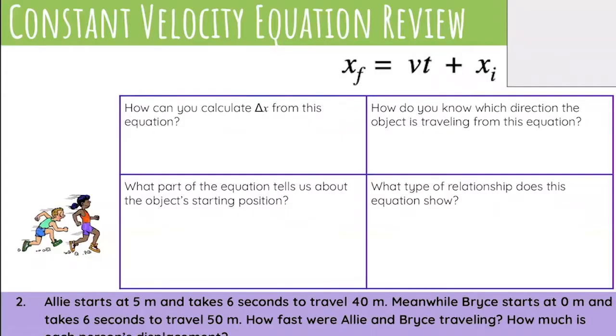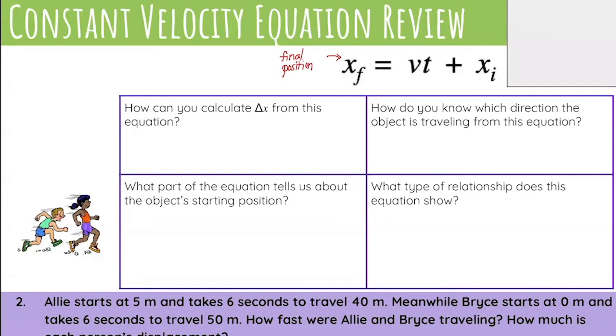All right, so this is the constant velocity equation review, and I want to go over what each of these things mean, what each of these letters mean. All right, so we are going to look at x sub f. So this right here means final position. Okay. And so final position is just where the object ends up.